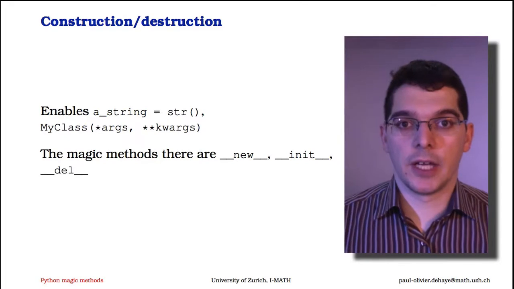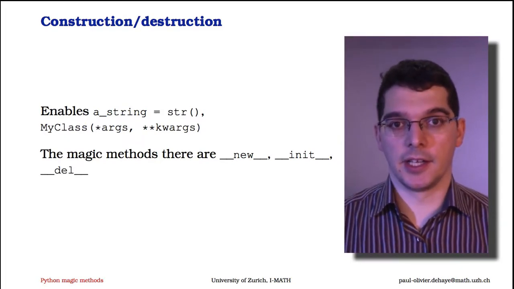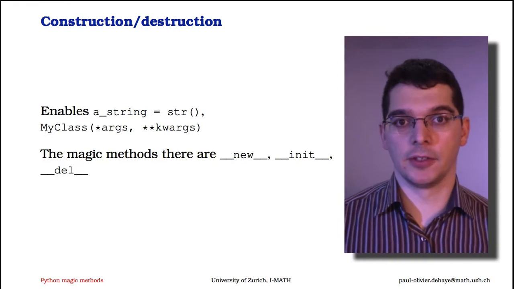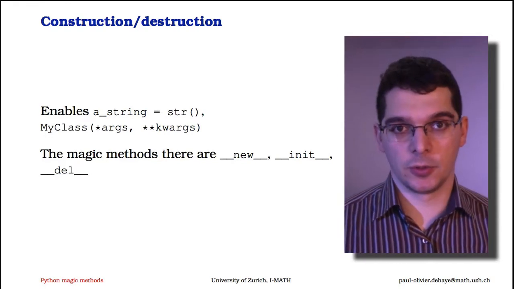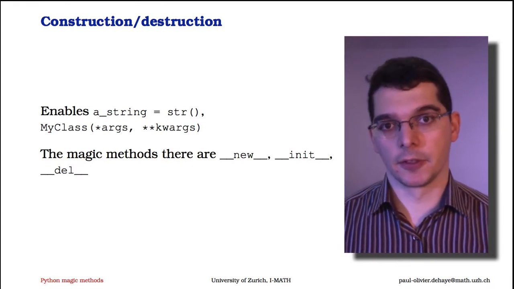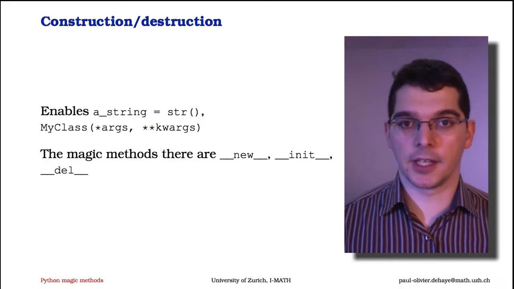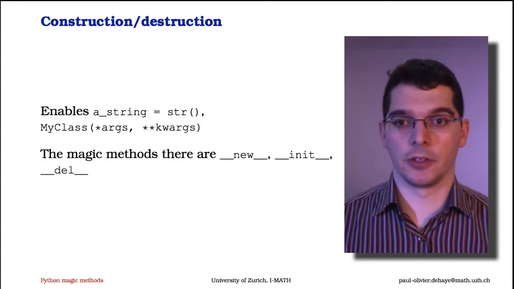So I want to give you now some more examples of magic methods, and kind of categorize all the different uses for them. You should really have an easier time understanding this material if you have looked carefully at the examples before. So the first use case is construction and destruction of objects.